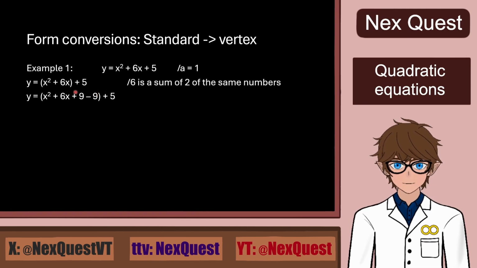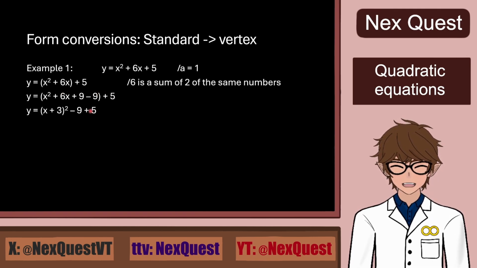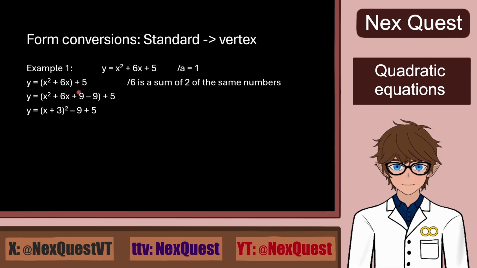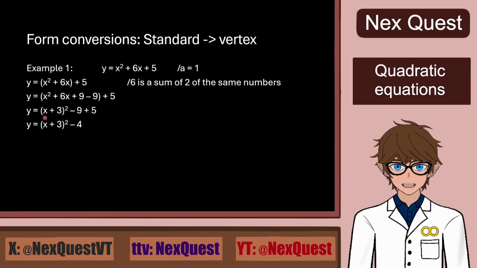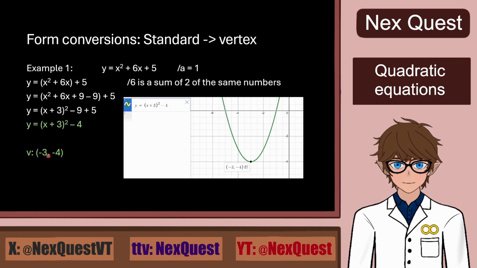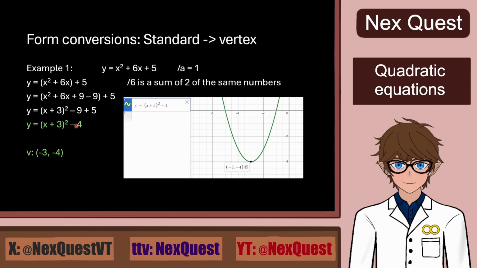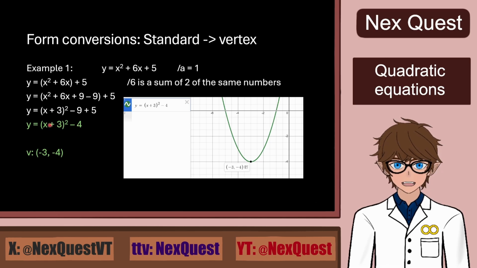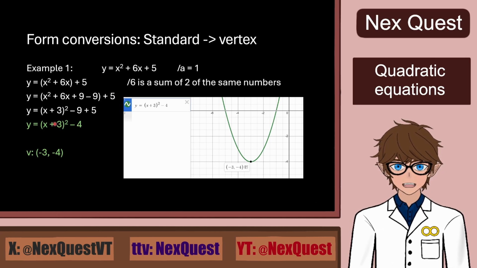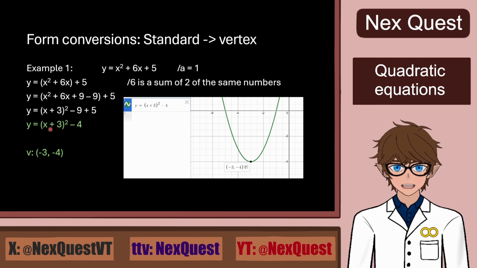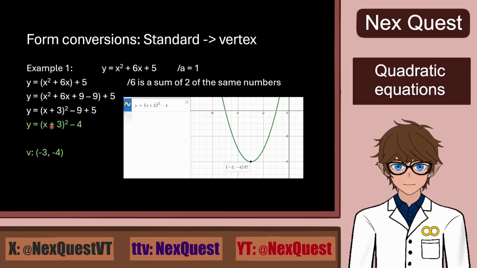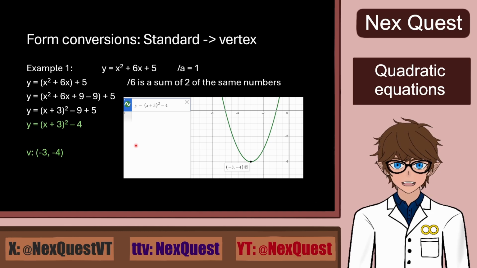But since a is 1 here, we just move it outside of the bracket for free. And then we can combine the rest here as the square of a sum. Then we just calculate minus 9 plus 5, and this is our vertex form, where the vertex point is minus 3, minus 4. Do keep in mind that this here has to be a minus for the positive number, since the value of the bracket has to be 0 to find specific points.